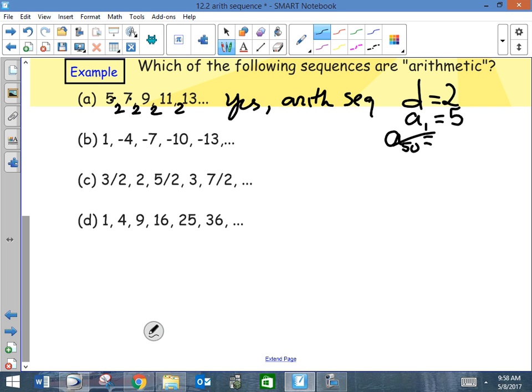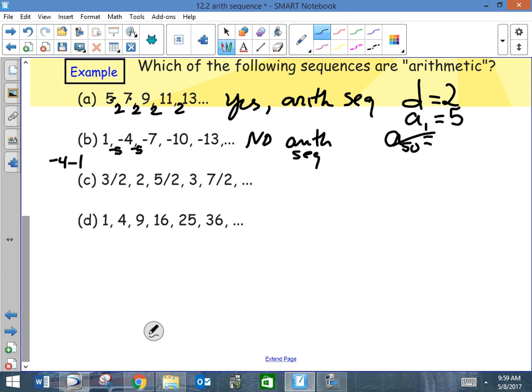Okay, so if you take negative 4 minus 1, what's my common difference here? Negative 5. Okay, 1 minus 5 is negative 4. Negative 4 minus 5 is not negative 7. So, it's not an arithmetic sequence. The first time I looked at this, I was fooled. I was like, yeah, 1 minus 3, minus 3, minus 3, but this is not minus 3. Okay, that's minus 5.